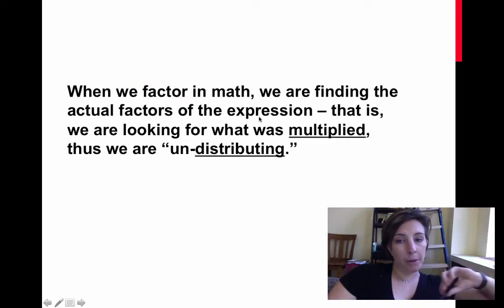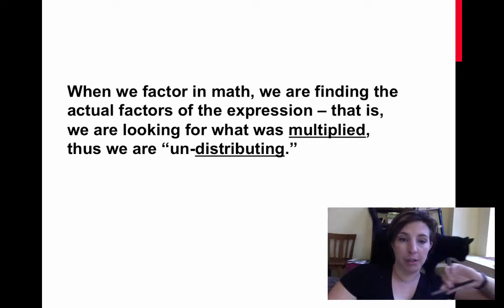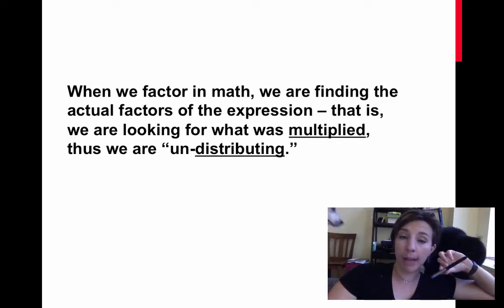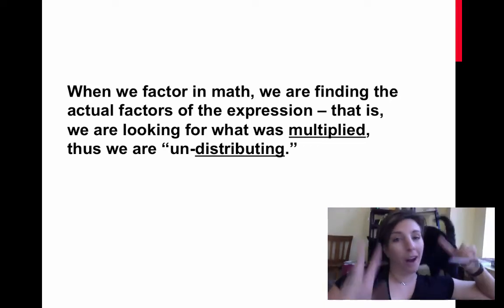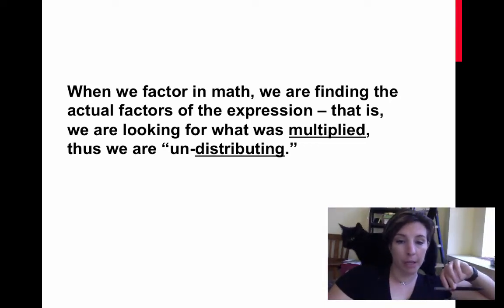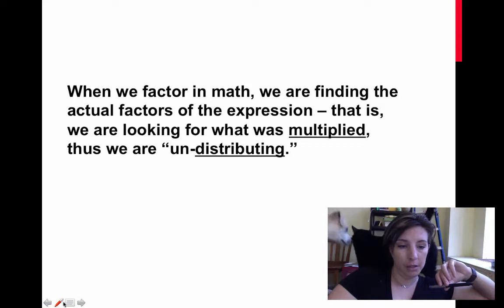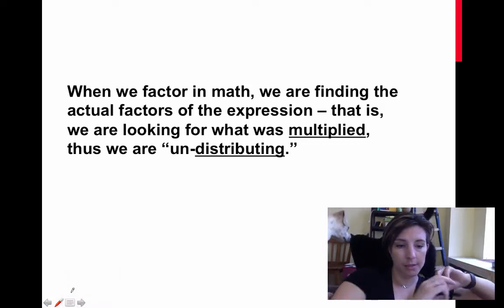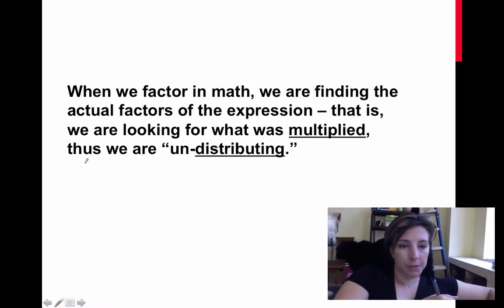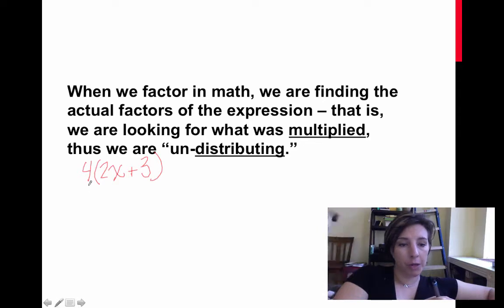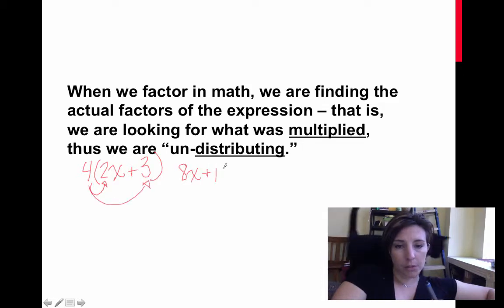When we factor in math, we are finding the actual factors of the expression. That is, we are looking for what was multiplied to get that expression. Thus, we are undistributing. The distributive property is when you take an expression like this, let's say it was 4 times 2x plus 3, and you distribute that 4 to all the numbers inside. You do 4 times 2x, which will give you 8x, plus 4 times 3, which is 12.